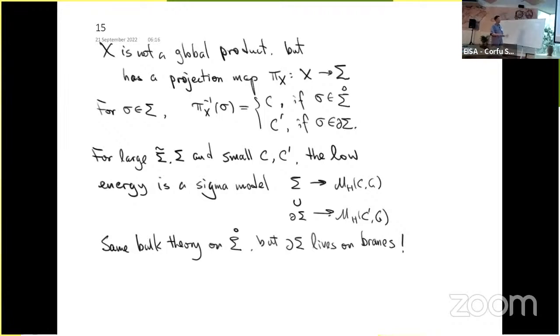So in the limit when the worldsheet is large and the extra 2 dimensions are small, then we have a low-dimensional effective theory, which is again a sigma model. Now the worldsheet without boundary is mapped to the Hitchin moduli space, but on the boundary, because what is on top of the boundary is a non-orientable surface, it is mapped to the Hitchin moduli space on the non-orientable surface.